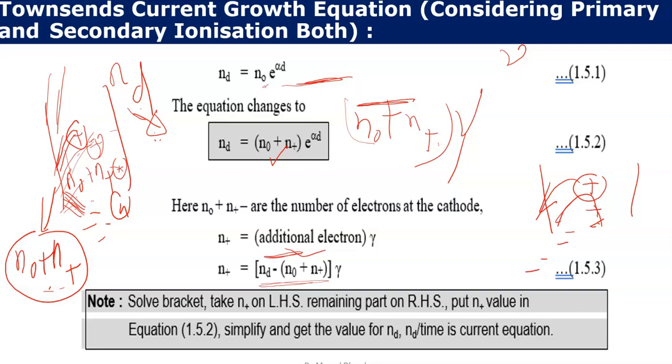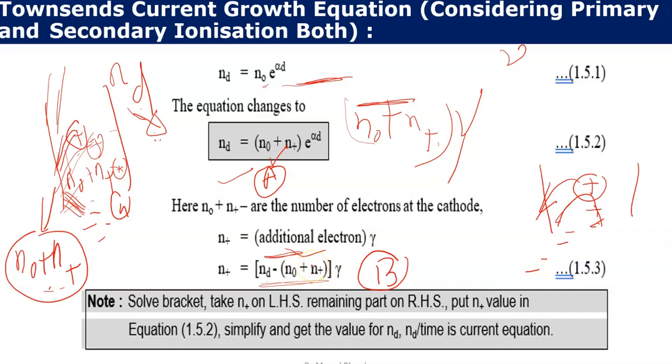I will continue tomorrow, because I already said this part is very important. If a doubt is there, ask me in part A or part B. Tomorrow we will continue this derivation, but try to do some steps before that. In the books also I have written like this. So solve the bracket, just multiply with gamma. It will be gamma Nd minus gamma N0 plus gamma into N plus.